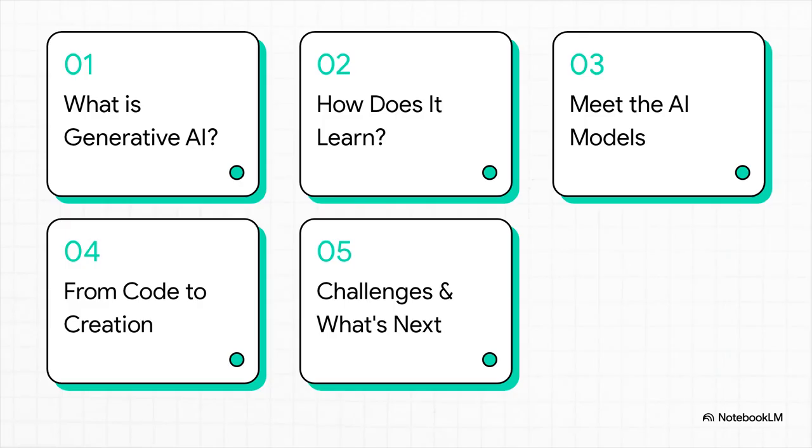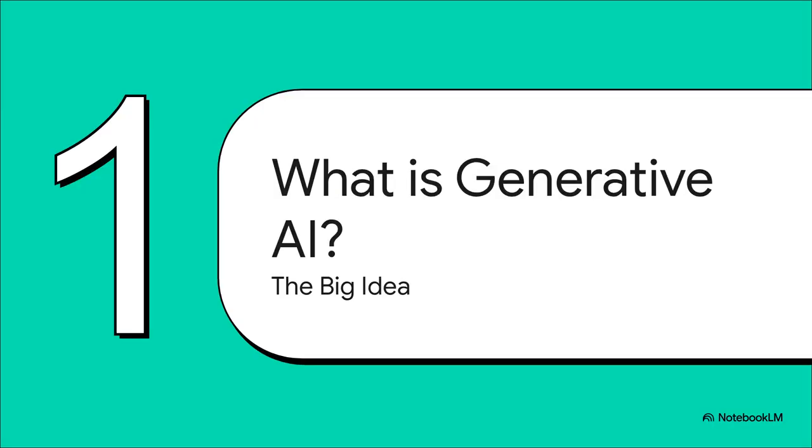So here's the game plan. First, we'll nail down what generative AI even is. Then we'll get into the really cool part: how it learns. After that, we'll meet the different types of AI models out there. We'll look at what they can actually create, and finally, we'll tackle the big questions about the challenges and what's coming next.